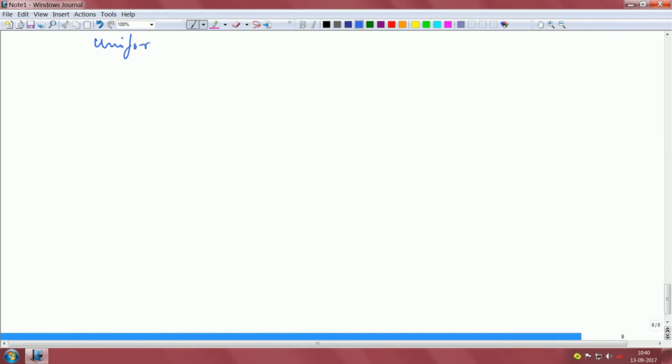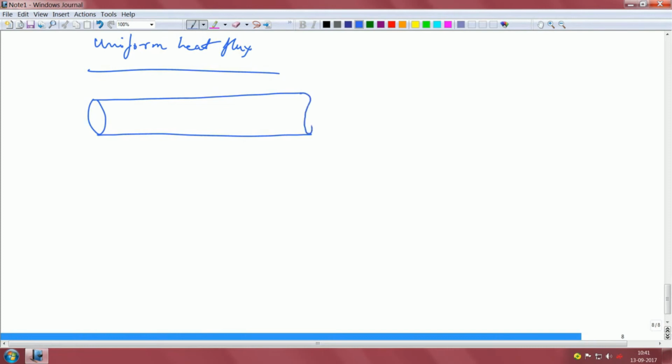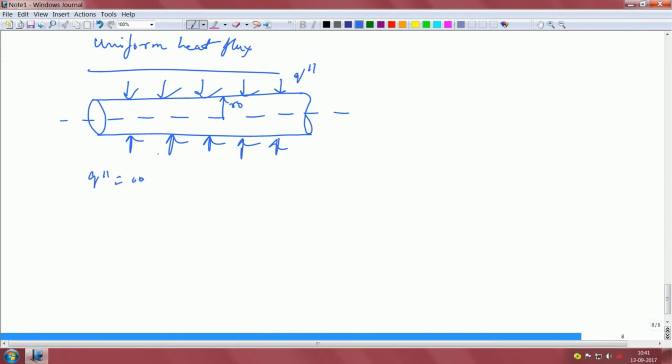because that is a little easier to start with. Uniform heat flux means the boundary condition has changed. So this is the pipe once again that you have, and there is a heat flux. This is Q double prime, this is basically R naught. This is the fully developed temperature profile that we have to find out. Q double prime is a constant. This is a uniform heat flux case, right?